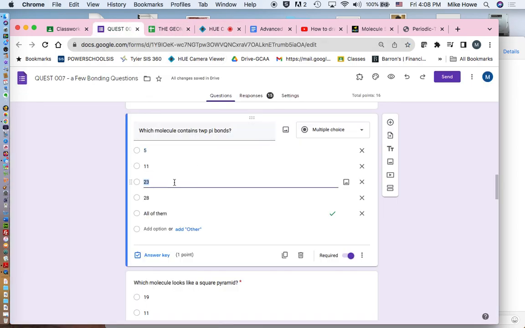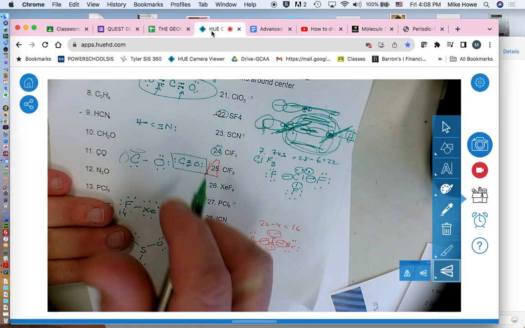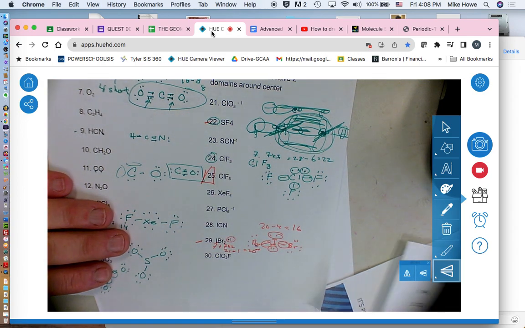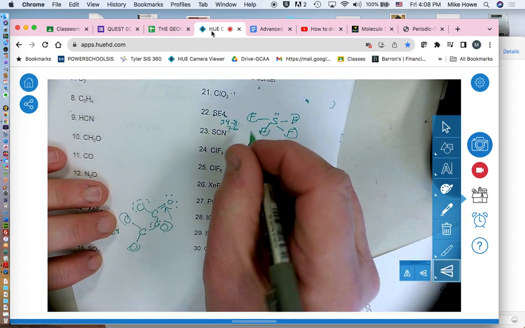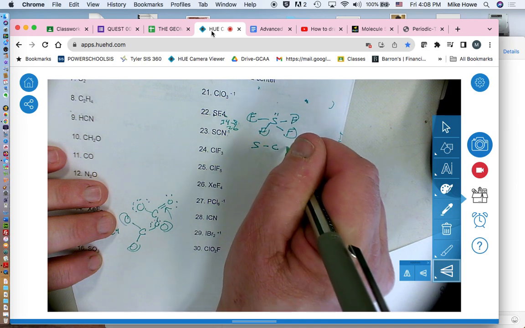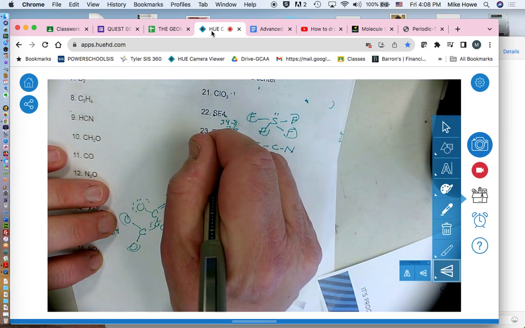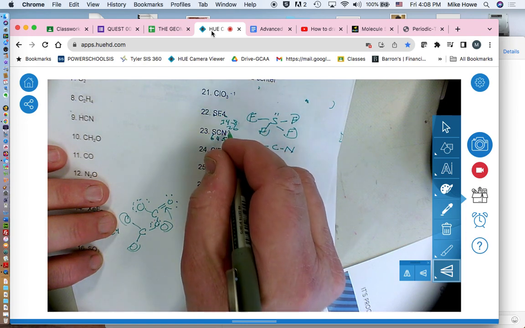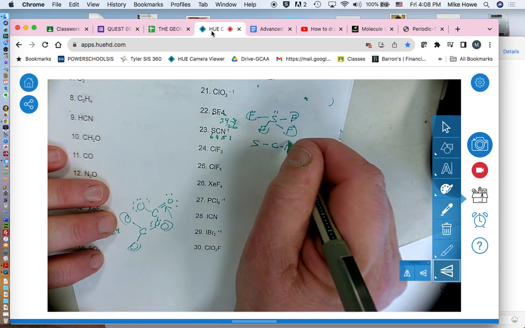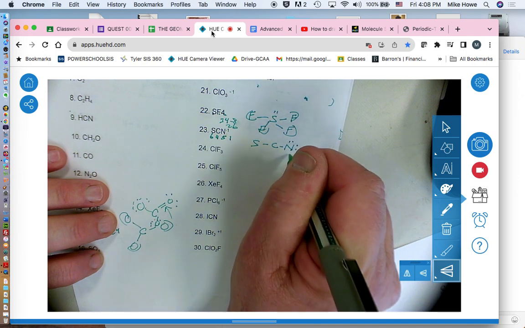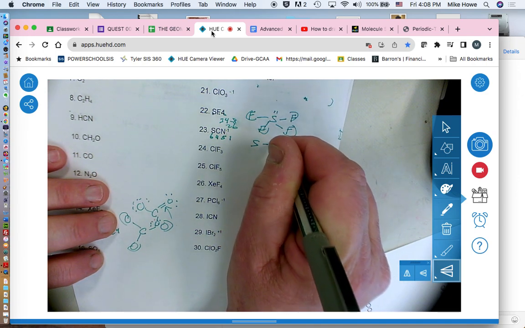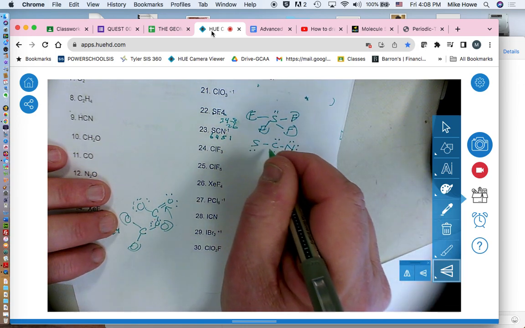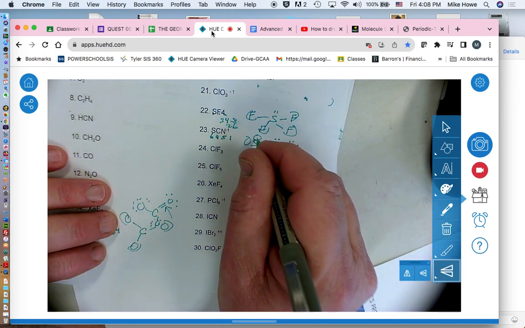Let's try 23. Did we draw 23? 23 we haven't drawn yet, so let's draw it. I'll draw it on the clean page. So SCN. C is going to go in the middle. You're going to have 6, 4, 5, and 1 because of that extra one. So 10, 15, 16 valence electrons. Take away 4. So you got 12 loose dots to put in. 2, 4, 6, 8, 10, 12. I'm out of dots. I still need 4 more because I need 2 here and 2 here.